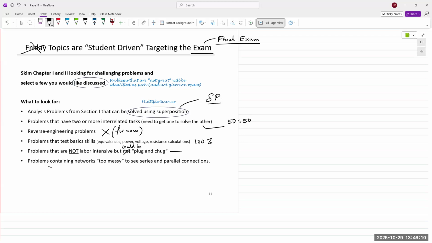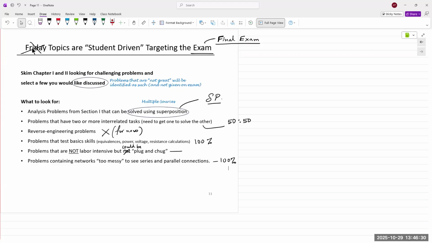And this one, definitely. There will be circuits where connections are neither in series nor in parallel. And that is true of most real life circuits. And so you'll see circuits like those too.